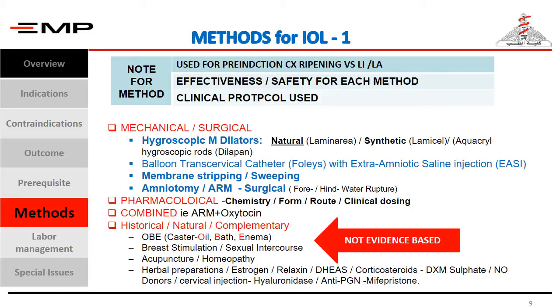For each method, the student should know its value, its indication, and whether it is used as labor induction, labor augmentation, or cervical ripening. Also, its effectiveness and safety and how it is used. A clinical protocol of use for each method should be known by the student.